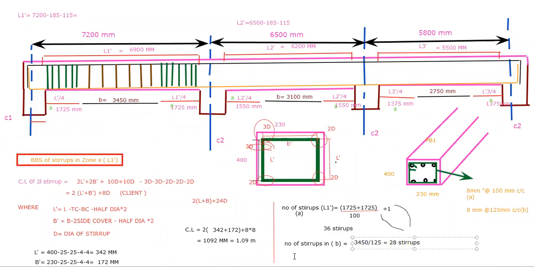So what will the total number of stirrups be in this beam, in L-1? 36 plus 28. Tell me how much. 64. Okay. And the cutting length will be the same because the dia is the same, so we don't need to find out the cutting length again.